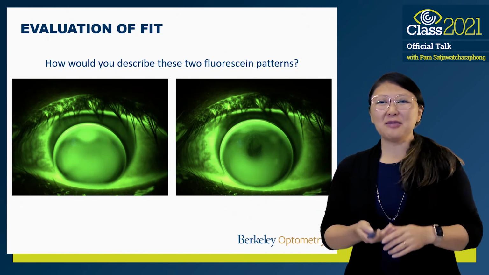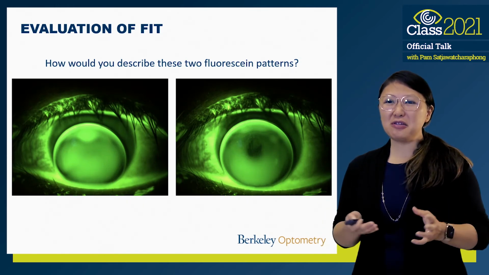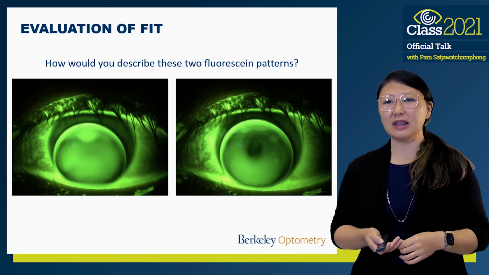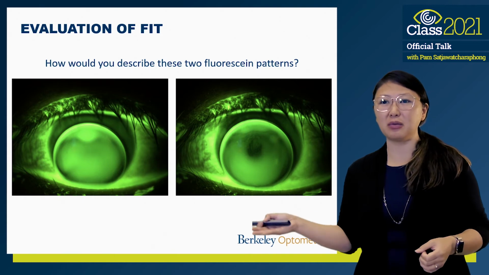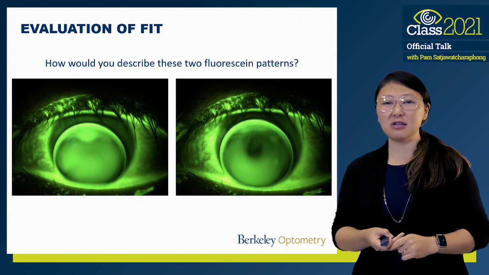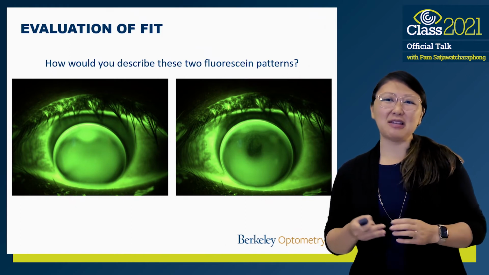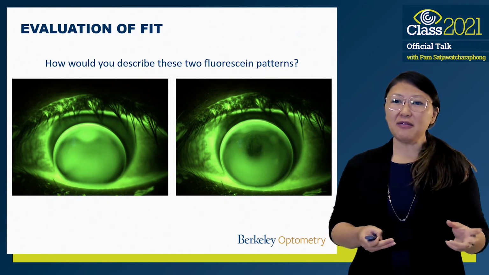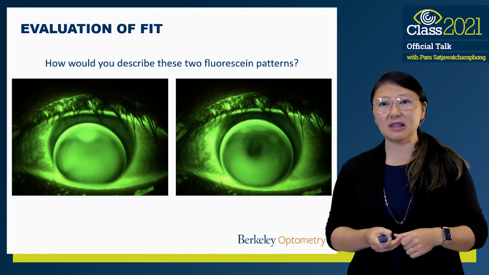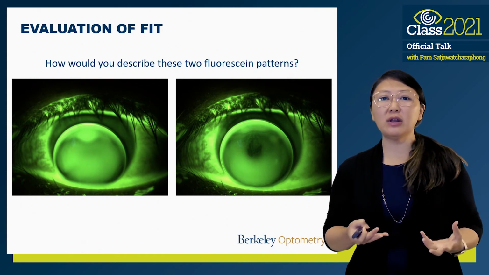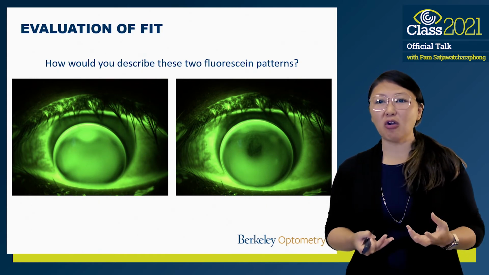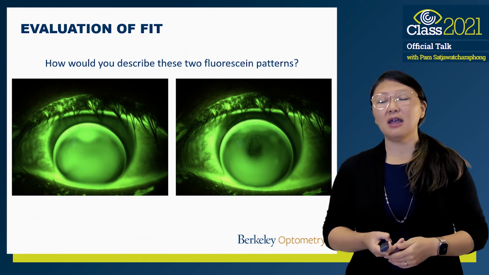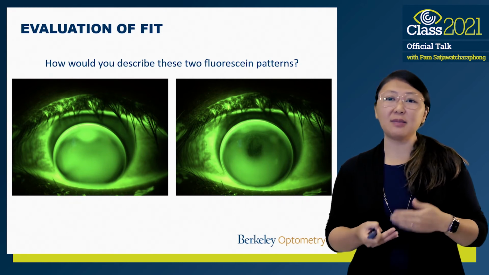So I always ask my students when I show them these pictures, how would you describe these two fluorescein patterns? And inevitably, they will tell me that the left photo looks like it has excessive apical clearance and the right photo looks like it has apical touch. And then I will tell them that this is actually the same lens on the same eye at different points in the fitting process. So the left image is right after we've put the fluorescein dye in, and a lot of it is actually coating the surface of the GP. So they're misinterpreting fluorescein in the tear reservoir, or the tear film, which is in front of the lens, instead of the fluorescein pattern that is behind the lens.